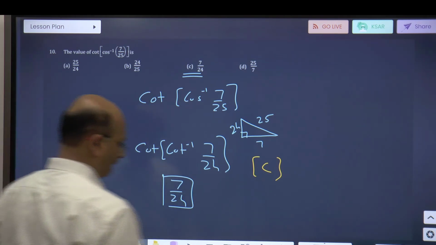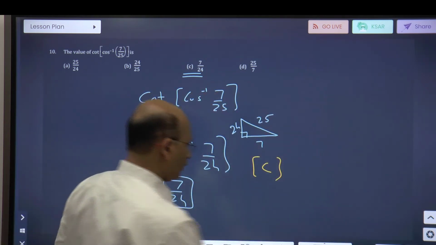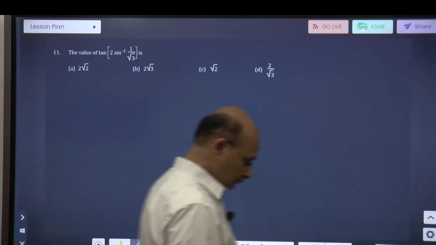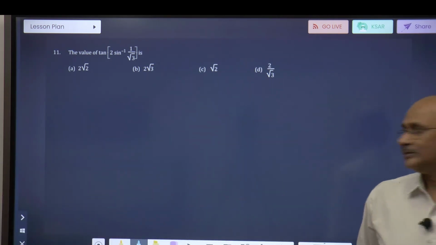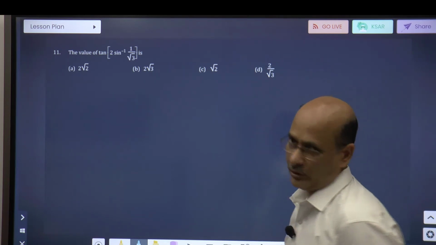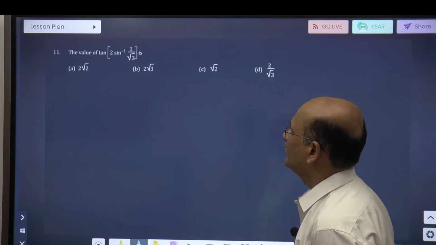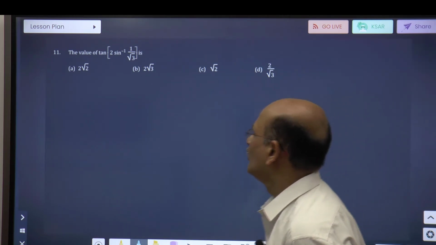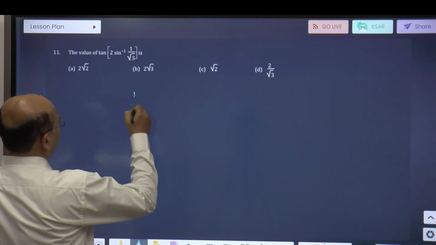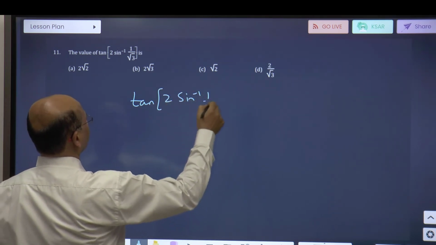Okay. Next. So sometimes these value based sums are also there many times. So it's not that you have to really think on something else. Now look at this. The value of tan of 2 sine inverse 1 by root 3. So it's a really tough task for me. What to do? Okay, let me just write it down. This is tan of 2 sine inverse 1 by root 3.